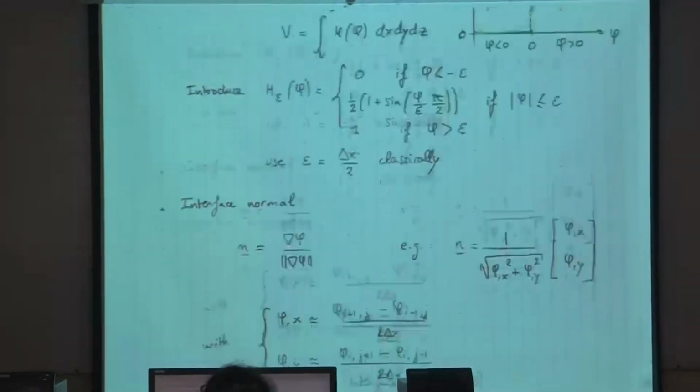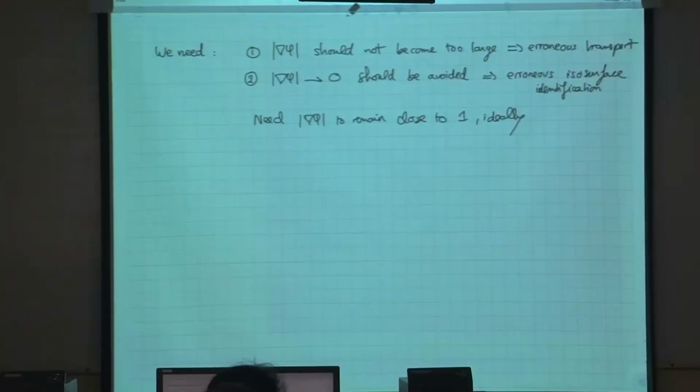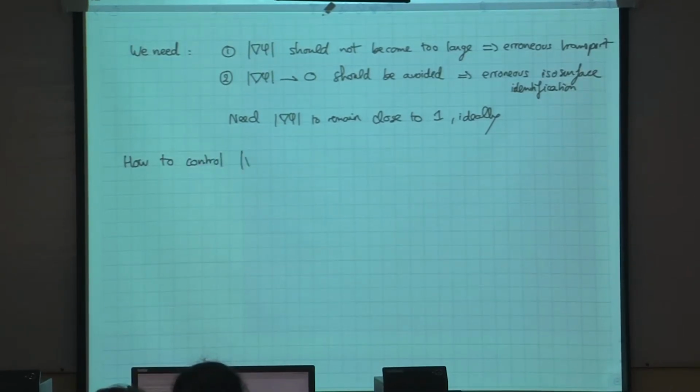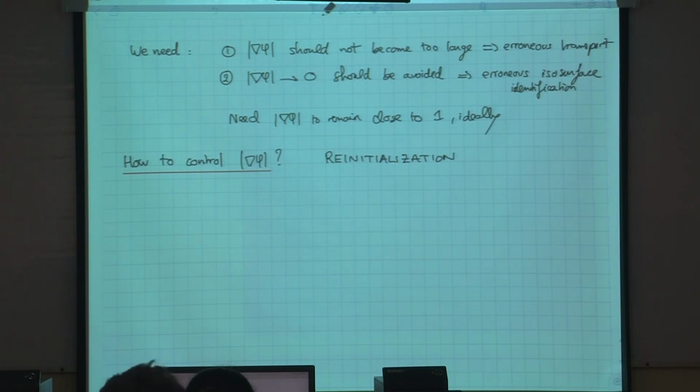So we looked at the examples. Now, the next step is to talk about how to control the magnitude of the gradient of phi. The answer to that question is, in one word, reinitialization. The name comes from the fact that the initialization of the level set was the fact that we created this level set as a distance function. Reinitializing it is just resetting it to be again a distance function.